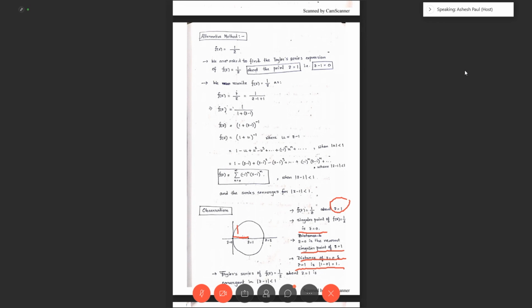This distance is 1 unit. So the Taylor series of f(z) about the point z equal to 1 is convergent within this circle, whose center is at the point z equal to 1 and whose radius is 1 unit, that is, whose radius is equal to the distance between z equal to 1 and the nearest singular point z equal to 0.